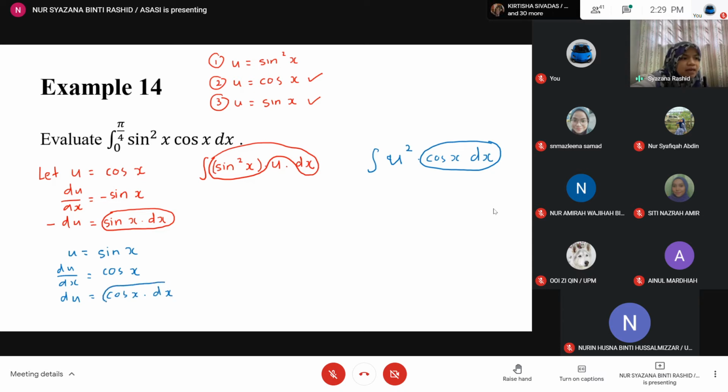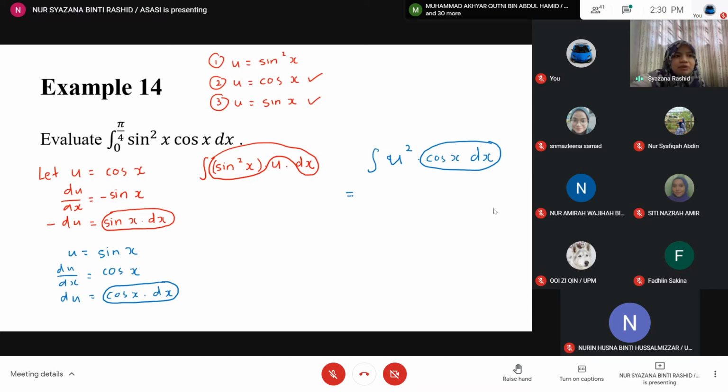Now compare. Can we apply this? We get the same form. Sama tak? Exactly the same or different? It is exactly the same. So actually, the blue color, or substitution number 2, is the correct answer.